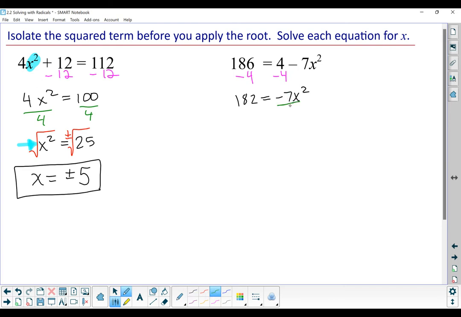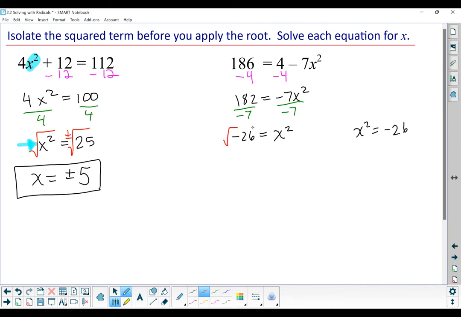We're now ready to divide by negative 7. 182 divided by negative 7 gives us negative 26. And we're ready to apply our square root. Now, if it bothers you to have the x on the right side of the equation, you can always switch sides if that makes you feel more comfortable. I'm going to continue working with it on the right, but you can switch if you like.